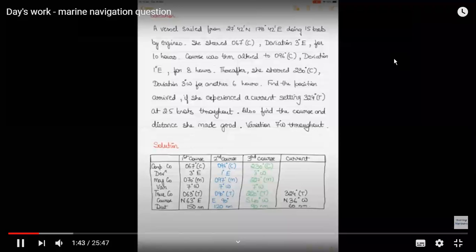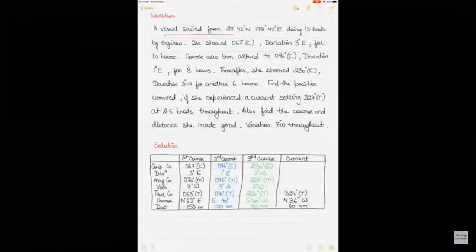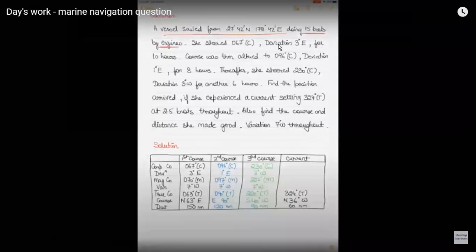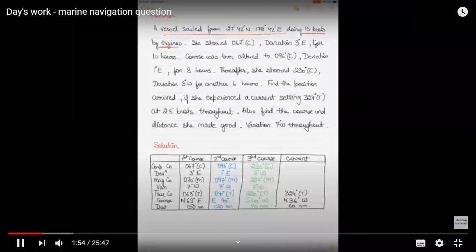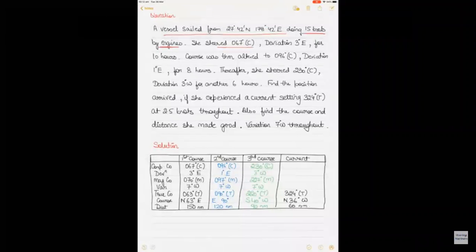So let's start reading the question. A vessel sailed from the initial position 27°42' north, 178°42' east, doing 15 knots by engines. She steered 067 degrees compass, deviation 3 degrees east, for 10 hours. After 10 hours the course was altered to 096 degrees compass, deviation 1 degree east, for 8 hours. Then she steered 230 degrees compass. Remember, this is a compass course: 230 degrees compass, deviation 3 degrees west, for another 6 hours.